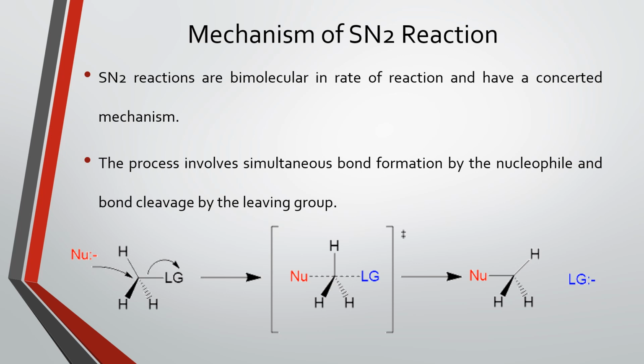Mechanism of the SN2 reaction. SN2 reactions are bimolecular in the rate of reaction and have a concerted mechanism. Now, what is meant by a concerted mechanism here? The concerted mechanism is the mechanism in which bond breaking and bond making take place simultaneously. The process involves simultaneous bond formation by the nucleophile and bond cleavage by the leaving group.